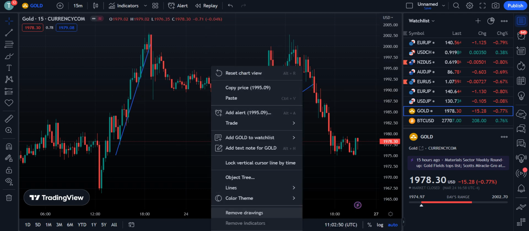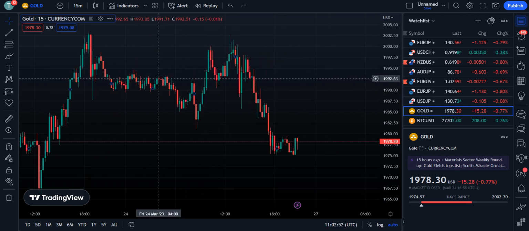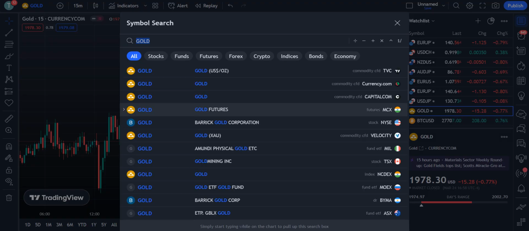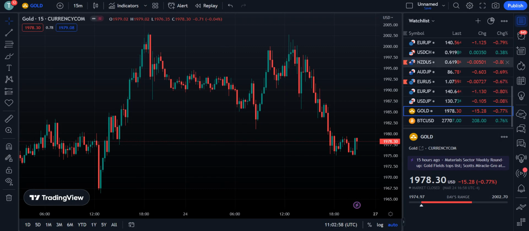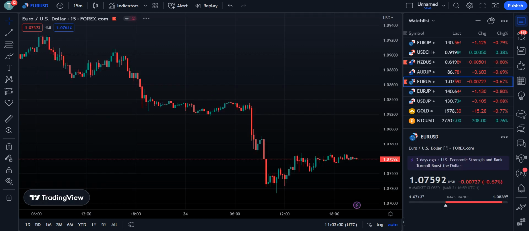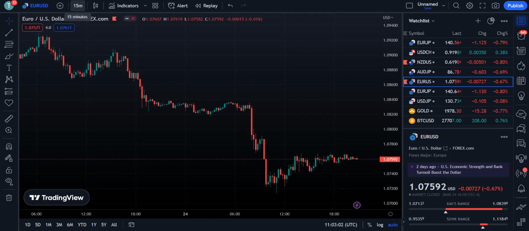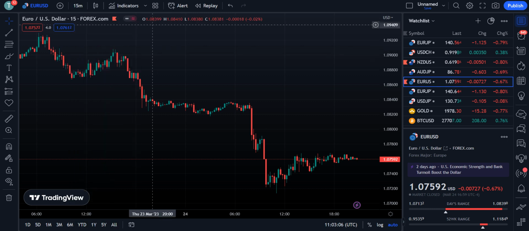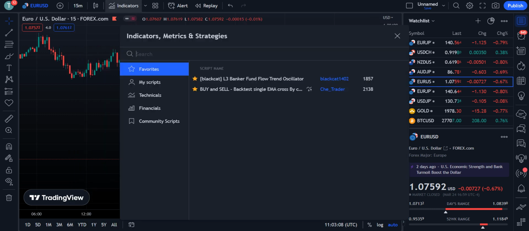Okay, for this indicator, first of all, you have to choose the Euro USD pair, and we have to choose the time frame, that is 15 minutes, from the chart, and the indicators that we are going to use from here.